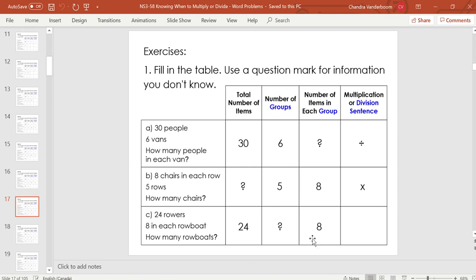So now that we have this information filled in, we can decide, are we going to do multiplication or division to solve this? And since we know the total number of items, what is the rule? If we know the total, we always do division. There we go. We always do division. So now we've filled all these in.